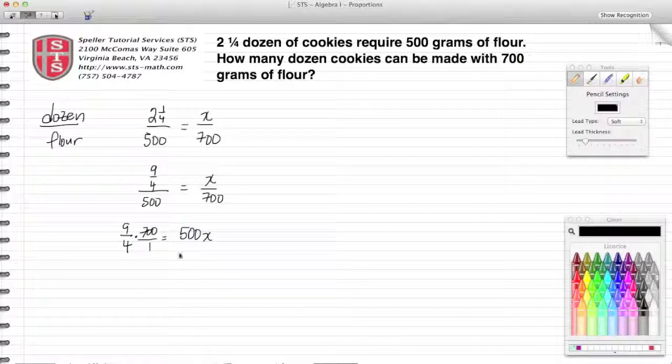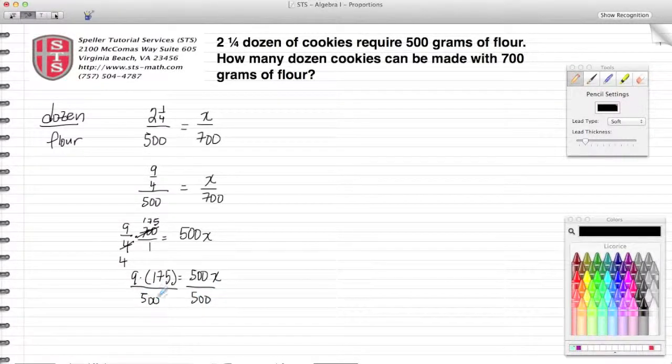Now I see that before I multiply here on the left, I can cross cancel. 4 goes into 4 one time, and 4 goes into 700 175 times. So now I'm left with 9 times 175 is equal to 500X. I need to get X by itself, so I'm going to divide both sides of this equation by 500. So the 500 simplifies down to 1 on the right hand side.